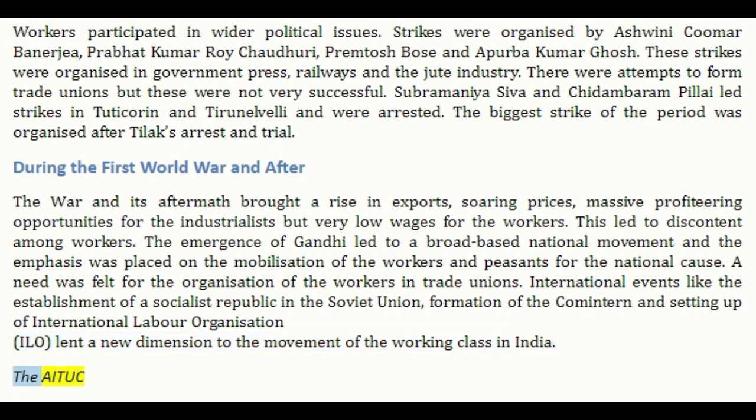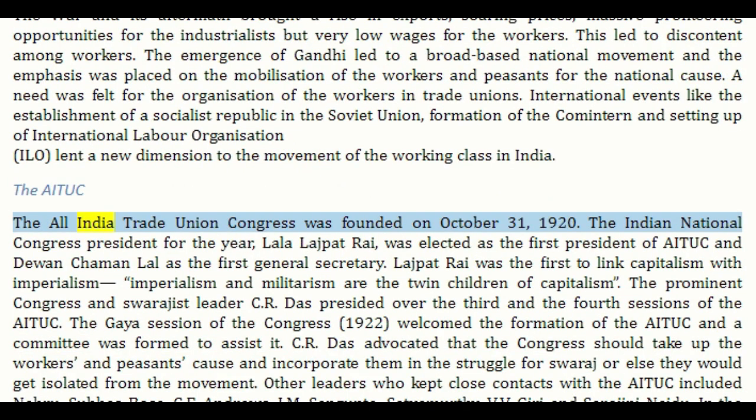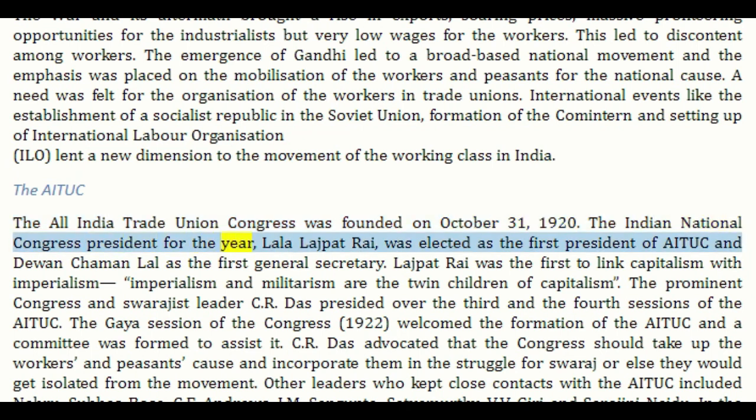The AITUC, the All India Trade Union Congress, was founded on 31st October 1920. The Indian National Congress President for the year, Lala Lajpat Rai, was elected as the first president of AITUC and Diwan Chaman Lal as the first general secretary.